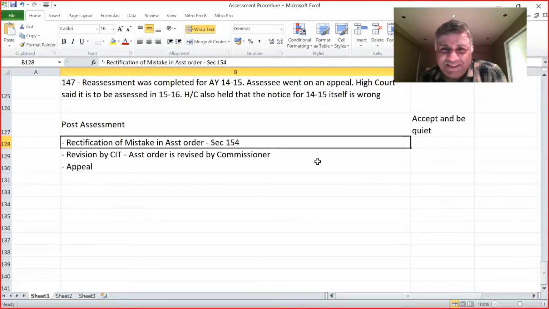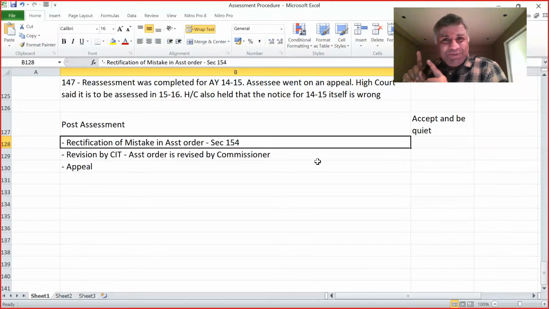We start with rectification of mistake. While passing the assessment order, the assessing officer has made a mistake. Repeating, while passing the assessment order, the assessing officer has made a mistake. Can he rectify?